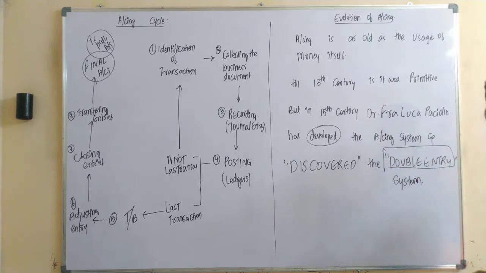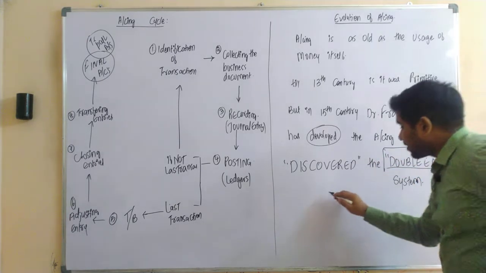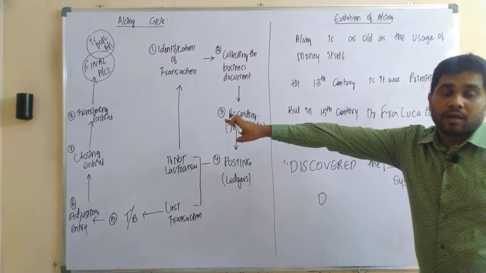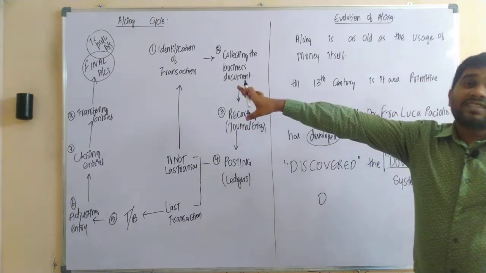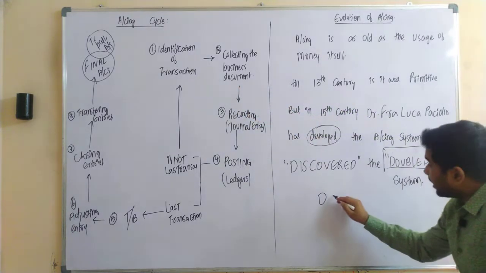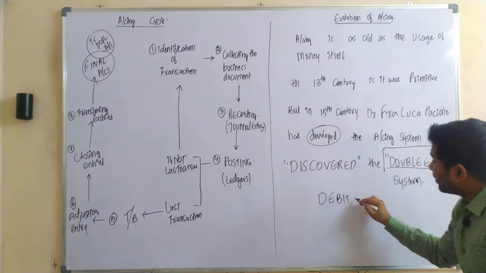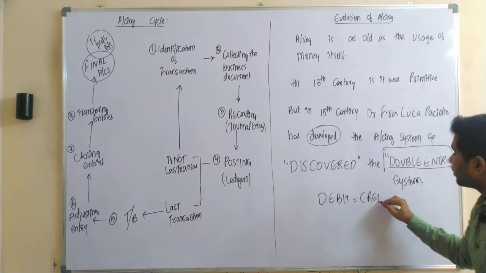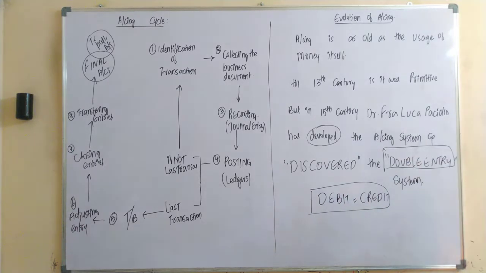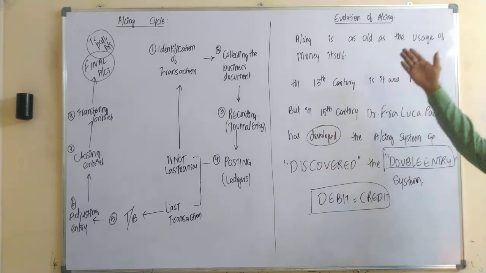Sir, what is the meaning of double entry system? Your double entry system is nothing but where each and every transaction would have an equal debit and equal credit. Your double entry system is nothing but debit is equal to credit. What is debit, what is credit? We are going to learn in the next topic. Okay, so evolution of accounting.